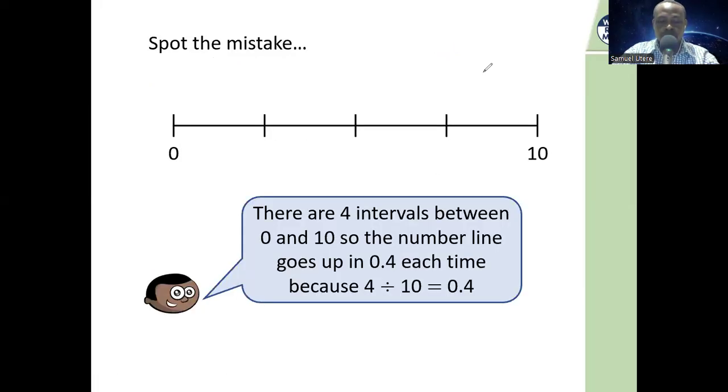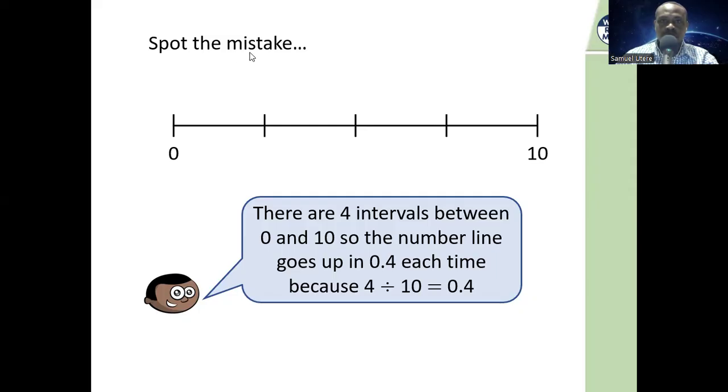Here is another example. Have you spotted the mistake? Have a think. What's the mistake? So let's call him Jack. Jack says there are 4 intervals between 0 and 10, so the number line goes up in 0.4 each time, or increases by 0.4 each time. What mistake has he made?